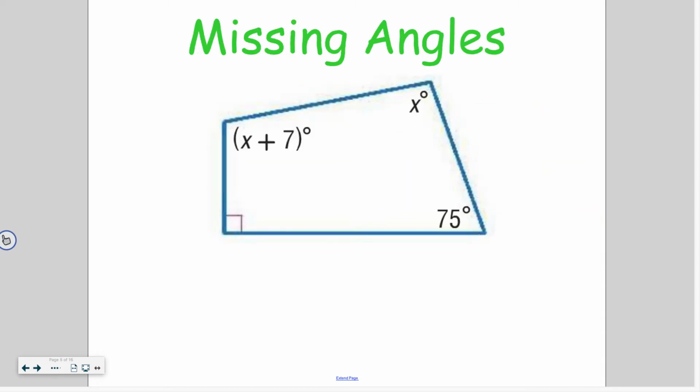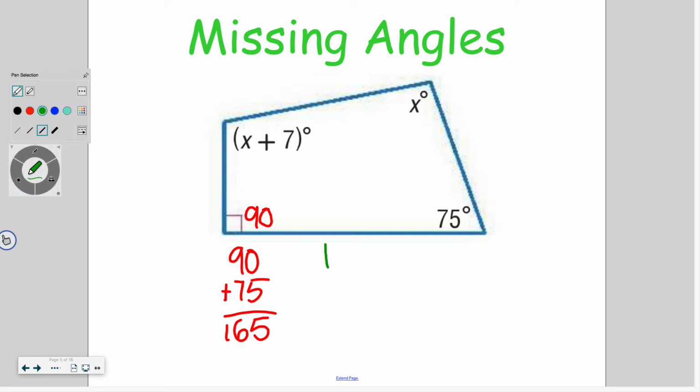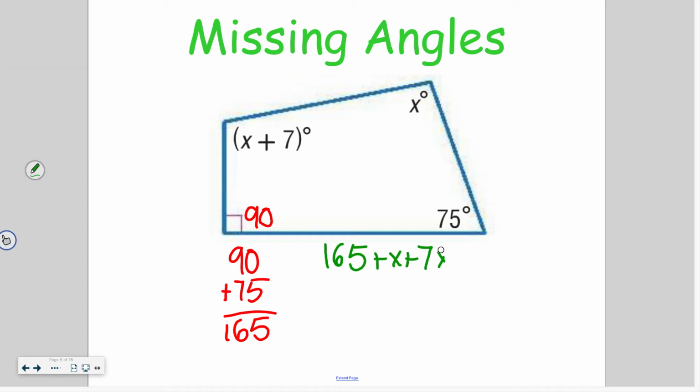The next thing we want to note about quadrilaterals is that all of their angles add up to 360 degrees. So when you are finding missing angles, we can use addition to help us out. So this first angle is 90 degrees. So I've got 90 degrees plus 75 degrees. So currently, I have 165 degrees. I also have x plus 7 and x. So I'm going to add all of those up together and say 165 plus x plus 7 plus another x is equal to 360 degrees.